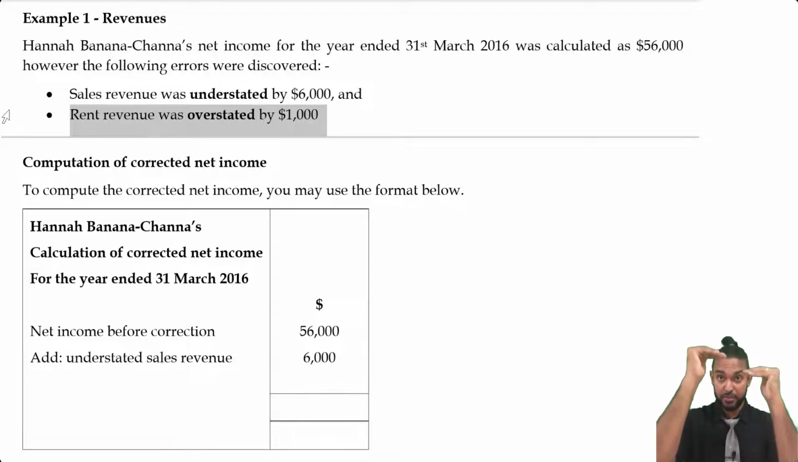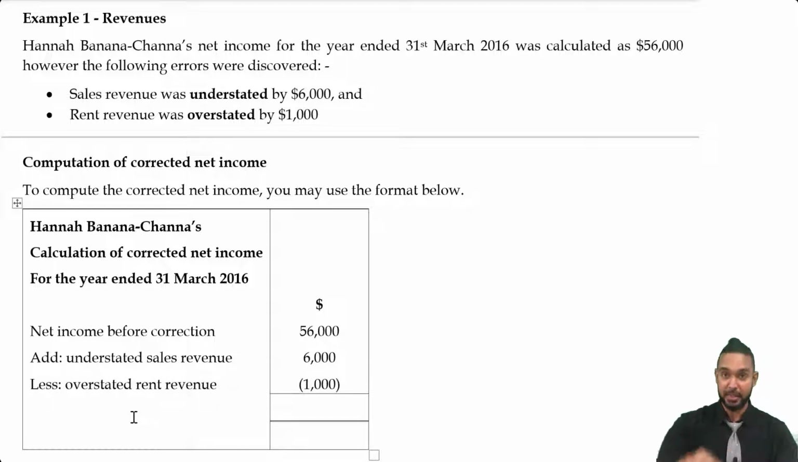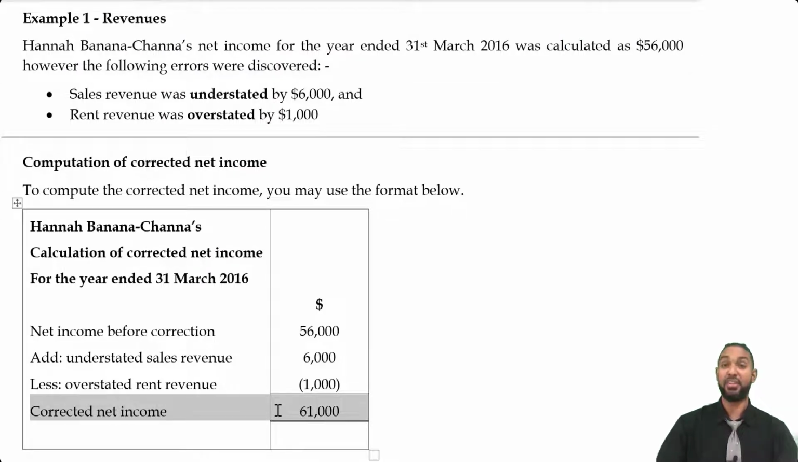And when we bring revenue down, profit comes down along with it. So we're going to have to subtract the amount of the overstated rent revenue in the process of correcting net income here. And when we do the arithmetic, we're going to end up with 61,000. That's the corrected net income. So you're going to start with your 56, add 6 minus 1, and that's going to give us 61 here.